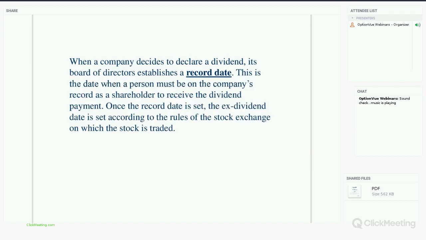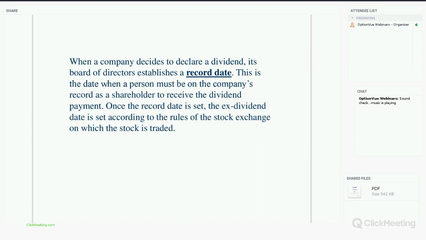So when a company decides to declare a dividend, the board of directors establishes a record date. That's step one. All right. This is a date when a person must be on the company's record as a shareholder to receive the dividend payment. Okay, so a company does not go out and declare an ex-dividend date. They first establish what the dividend level is going to be, and then the record date.